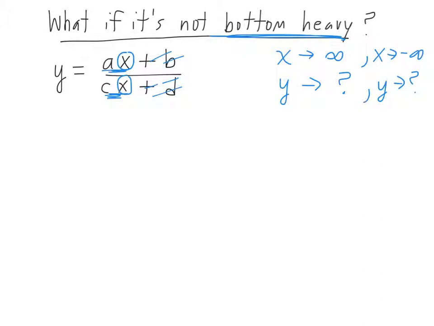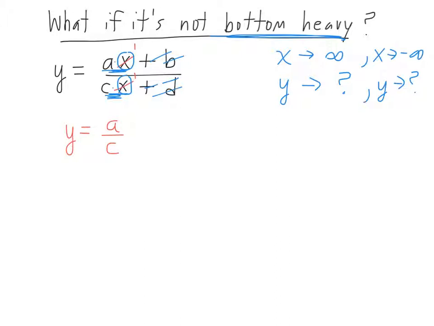So if I were to plug in 1,000,000, you would have a times 1,000,000 divided by c times 1,000,000. Well, wouldn't these millions essentially cancel each other out? So that would leave you with what we call the ratio of the coefficients, the numbers in front, in other words. Notice here too that this is not bottom heavy. We actually have equal powers. This x and this x have a power of 1.